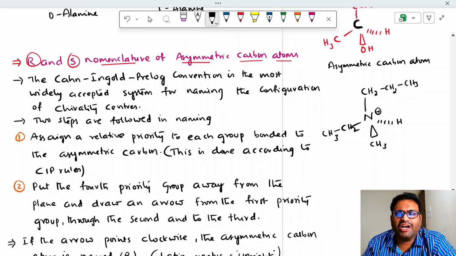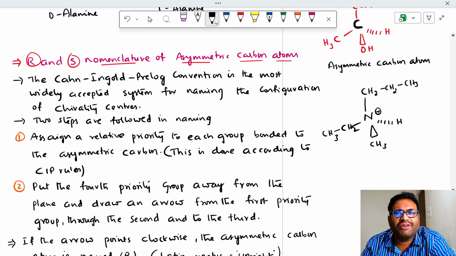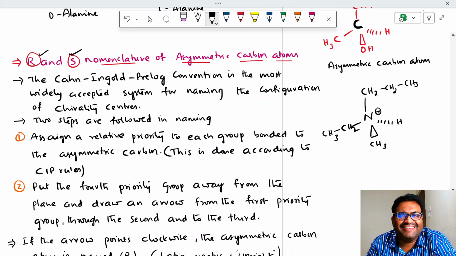Okay. So not only carbons, there are other atoms also to which 4 different groups are attached. So the atom to which 4 different groups are attached will be called as what? Asymmetric atom. So for that asymmetric atom, we write the R and S nomenclature. Understood? So how to write R and S nomenclature? There is some procedure. That procedure we shall see.